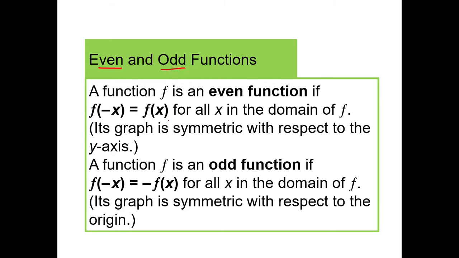Even and odd functions. A function f is even if f of negative x gives us the same function back for all x in the domain of f. Its graph is symmetric with the y-axis. A function f is odd if f of negative x equals negative f of x for all x in the domain of f. Its graph is symmetric with the origin.